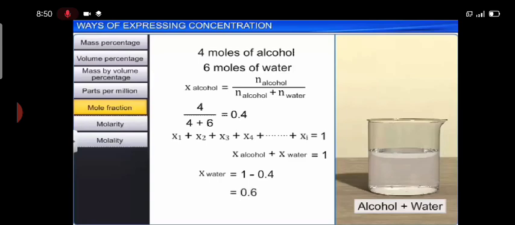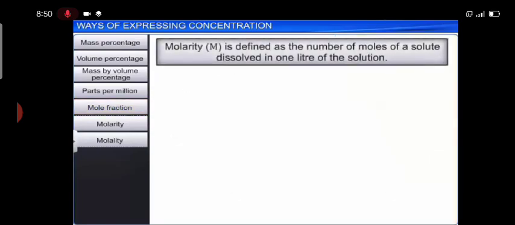Note here that mole fraction is a dimensionless quantity. Let us now look at another frequently used concentration term, molarity. Molarity is defined as the number of moles of a solute dissolved in 1 liter of the solution. It is represented by capital M.